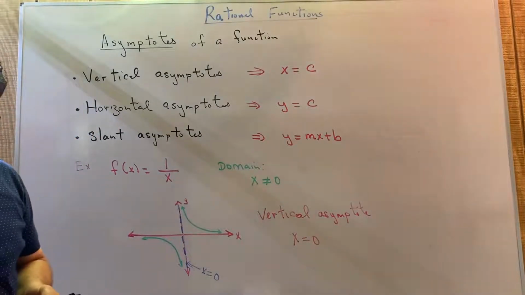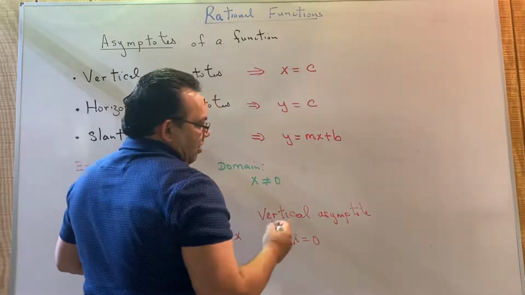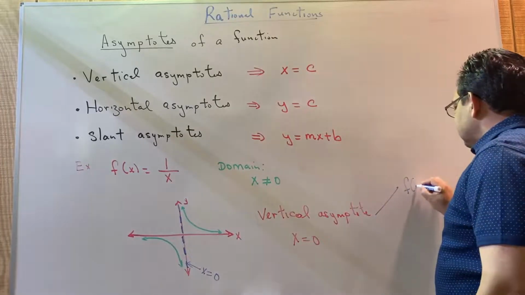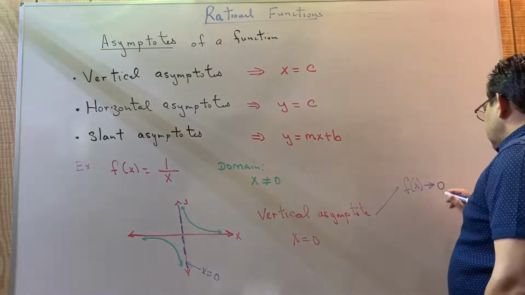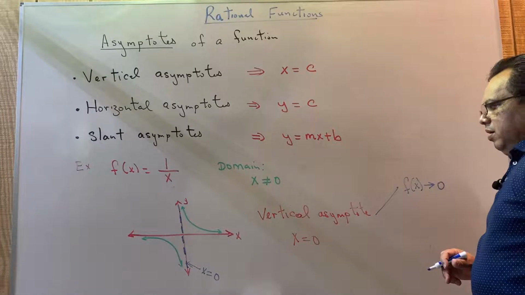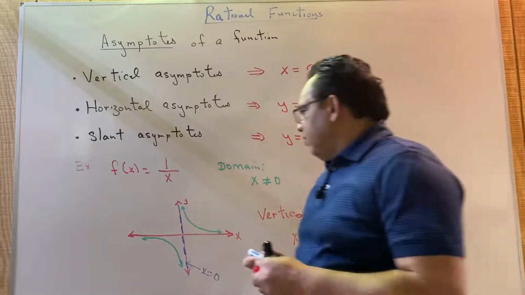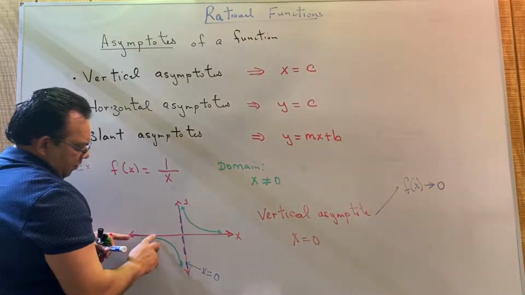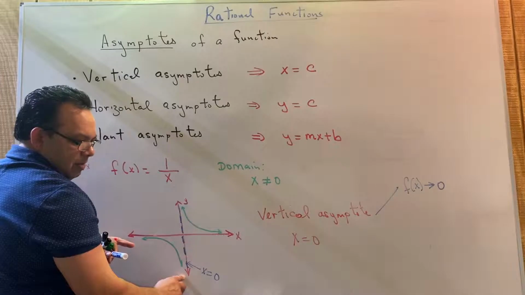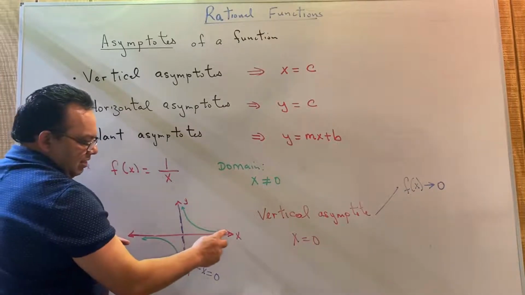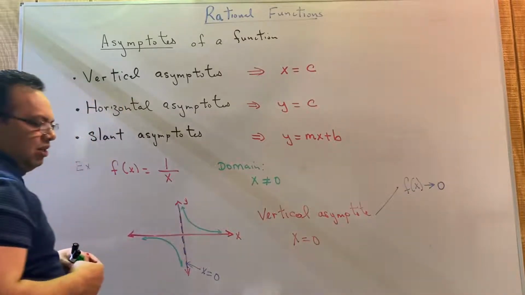Now you will notice that something unique is happening. What happens to f of x as it approaches the line 0? What happens to the y value as x approaches 0? Well, if x is approaching 0, the y value is going towards negative infinity. And that's from the left side. On the right side, as x approaches 0, the y value is going towards positive infinity.